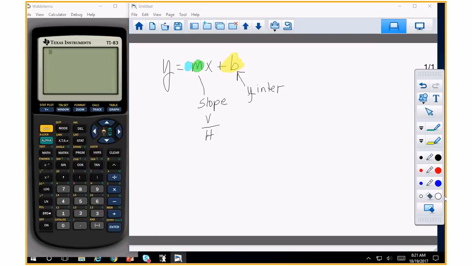What is that? That's the value that changes the slope. Well, you're talking about the sign. The sign tells you if you're going left to right uphill or left to right downhill.